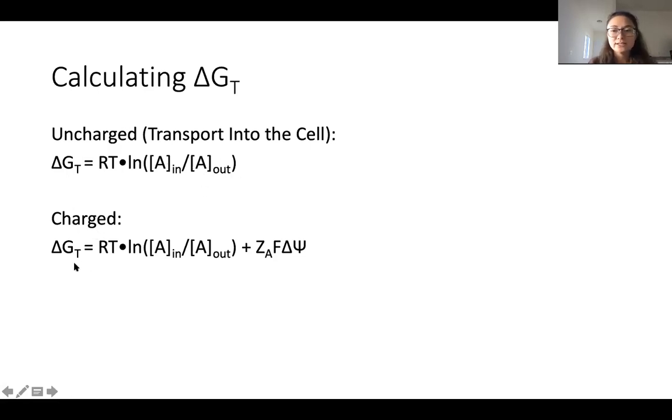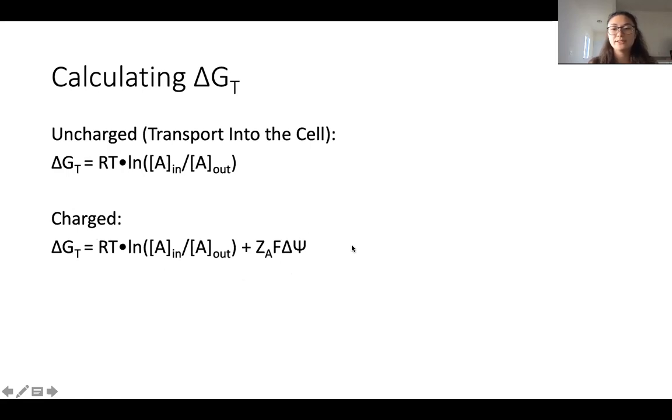And the equation is essentially the same if we have charged molecules, except now there's also this other term. Za is like how charged it is. So for example, if we're talking about calcium, then that would be 2. If we're talking about chloride, that would be -1. And so these are like the charge on that specific atom. F is Faraday's constant, so that's just a constant. And then delta psi is like the voltage potential across the membrane.